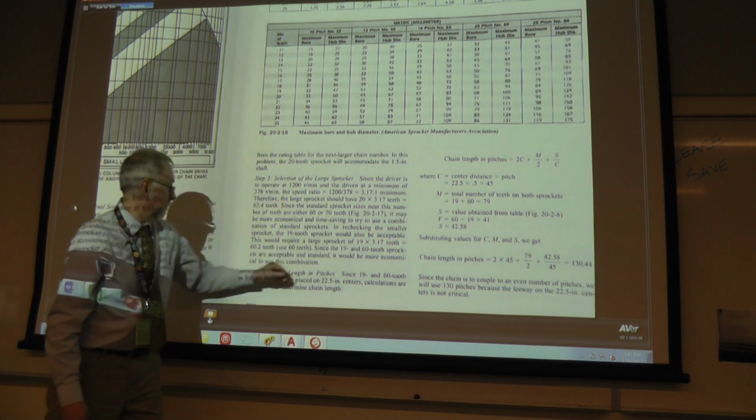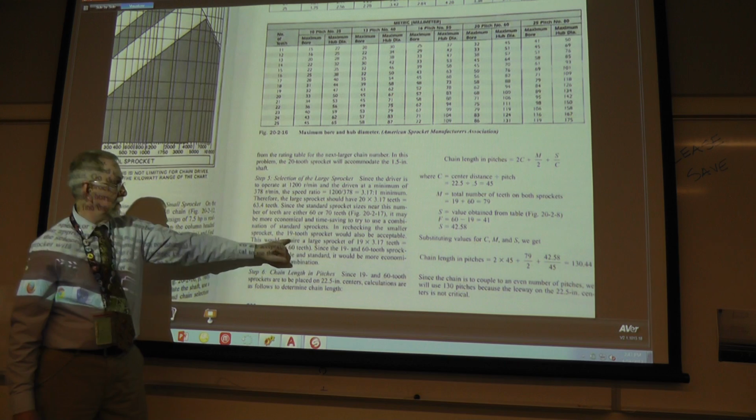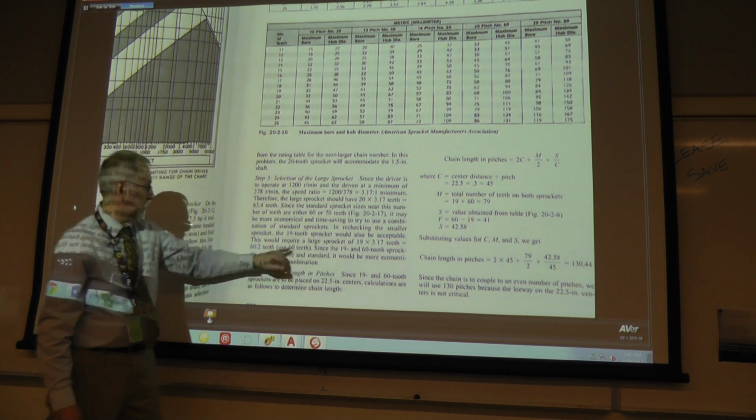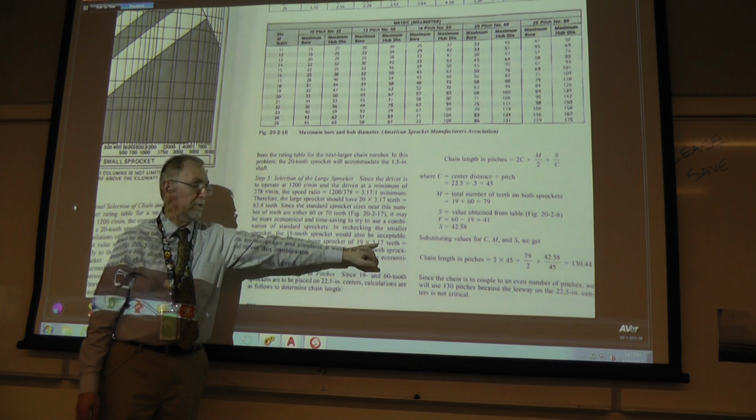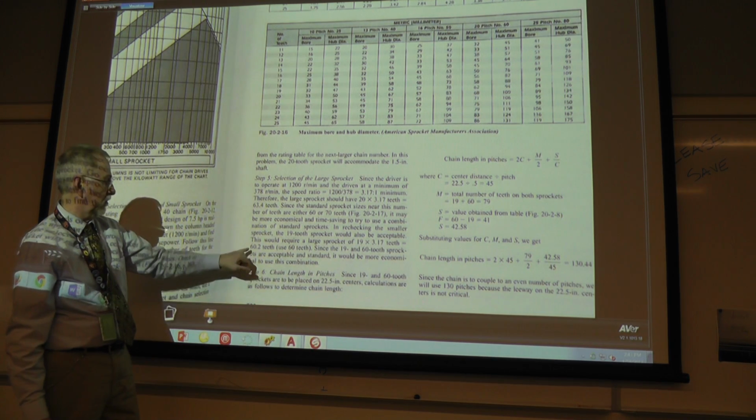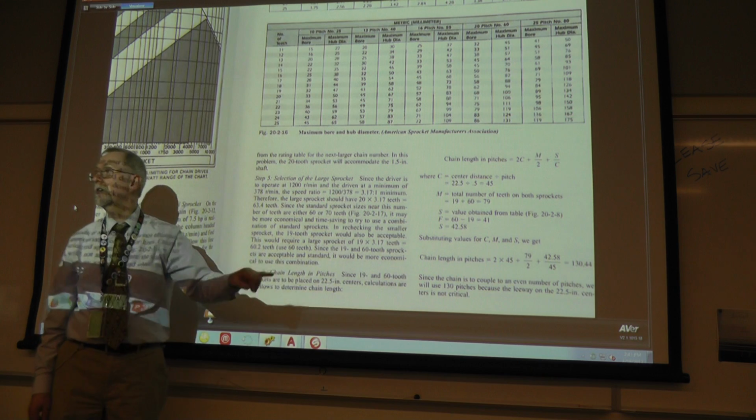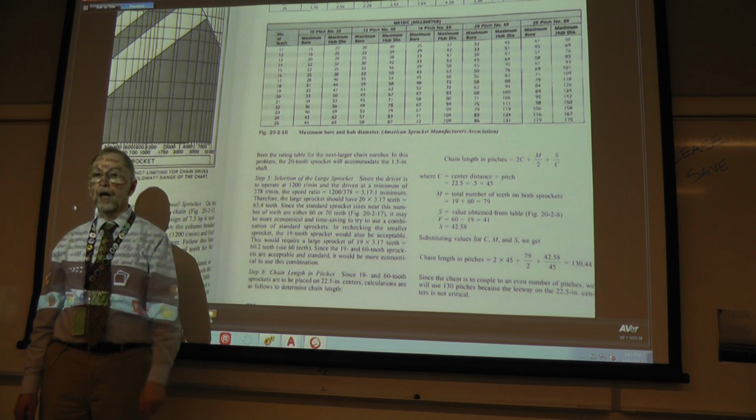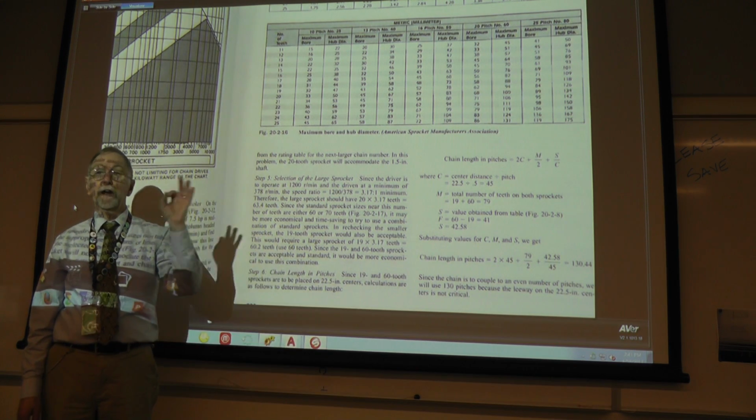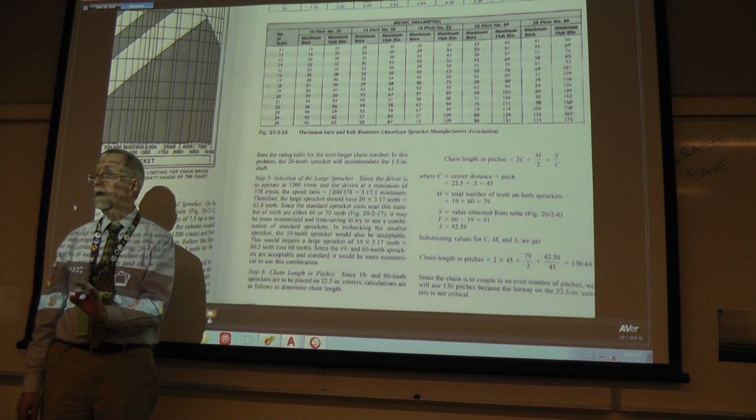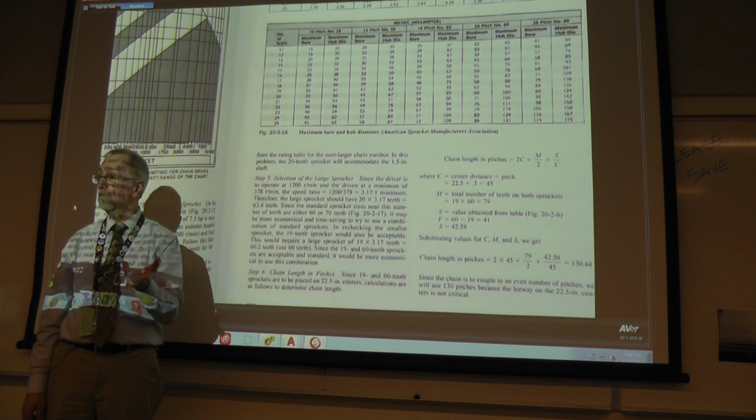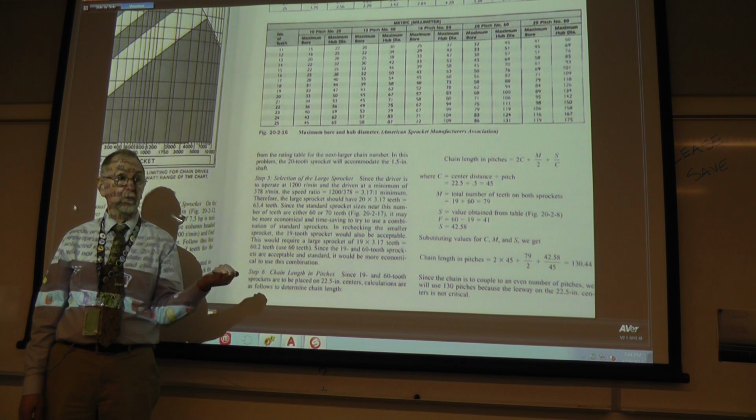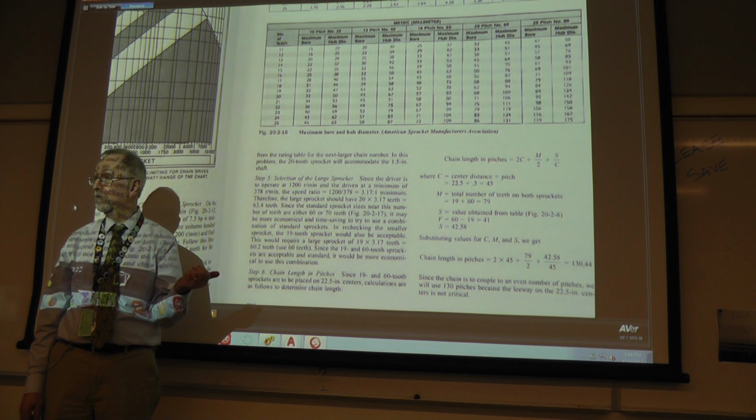In rechecking the smaller sprocket, a 19 tooth sprocket would also be acceptable. This would require a large sprocket of 19 times 3.17, my speed ratio, or 60.2 teeth. Bingo, I got it. I can go 19 and I can go 60, and I can get really, really close to my speed ratio, which was what I'm after. They're commercially available. There's a 19 that's available.